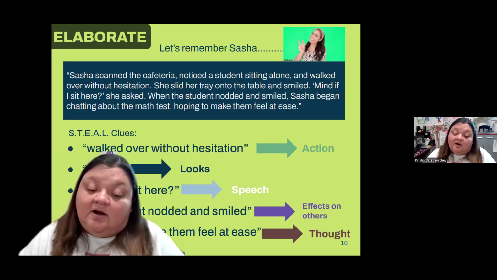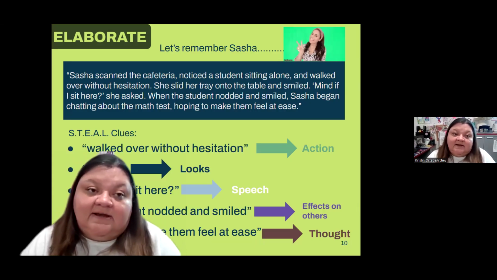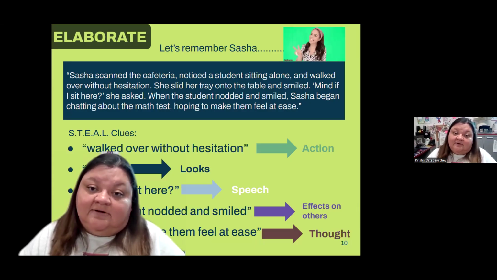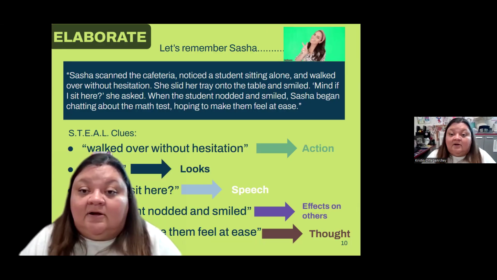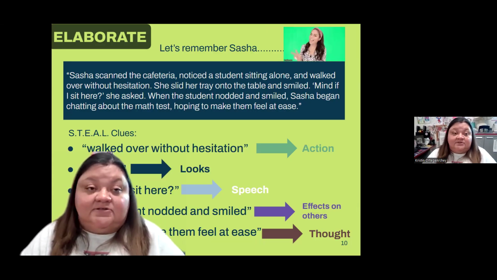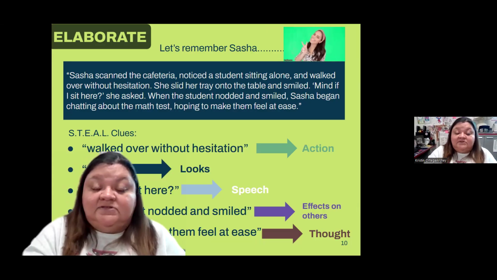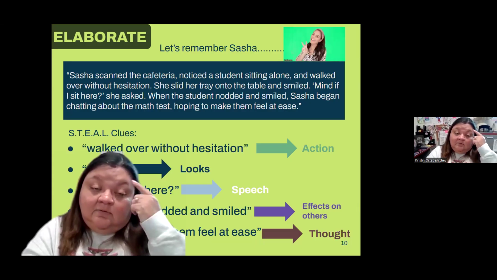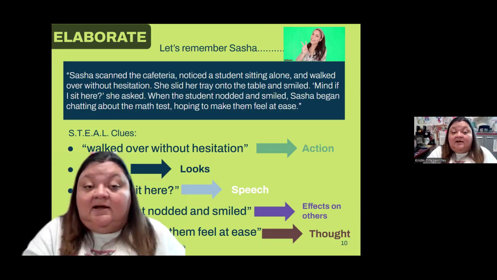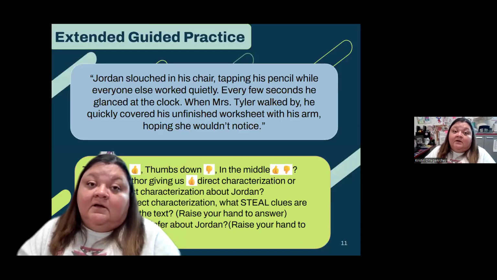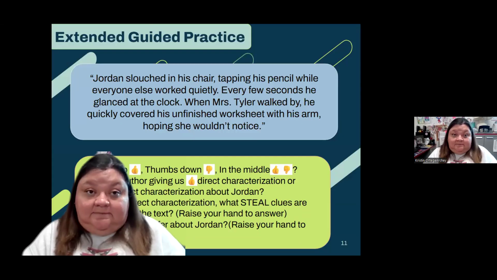As you're walking through and trying to find evidence in these passages, just remember that STILL acronym. Are they showing you who they are through their actions, their looks, their speech, their effects on others, their thoughts, or did the author directly tell you? That gives you a clue while you're analyzing the text of whether it is direct or indirect characterization. All right, let's try another one.